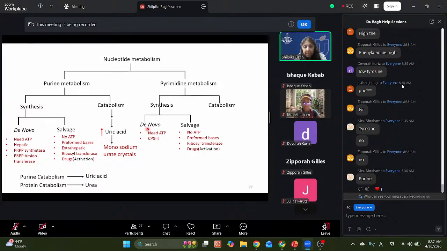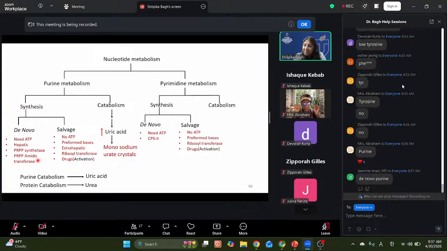Where is PRPP amidotransferase rate limiting enzyme? De novo purine or de novo pyrimidine? De novo purine. CPS1 is rate limiting for?